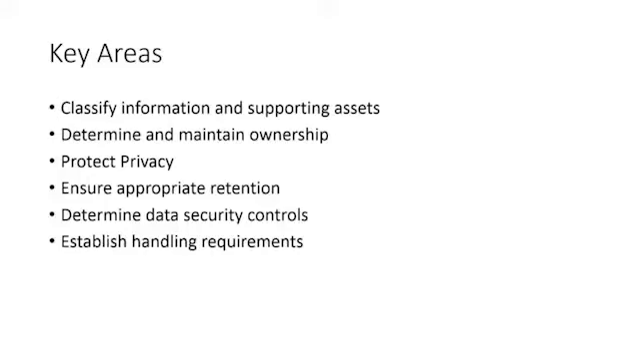So let's talk about domain number 2, asset security, or protecting our security assets. Now, our key areas that we're going to touch on in this domain are going to be classifying information and the supporting assets, determining and maintaining ownership when it comes to data in our systems, protecting our privacy, and ensuring appropriate retention when it comes to that data. It's very important. Determine data security controls.